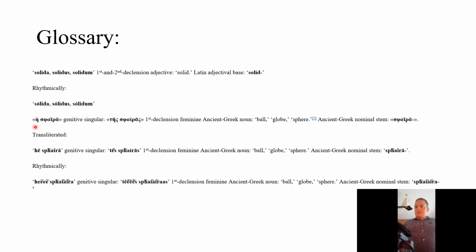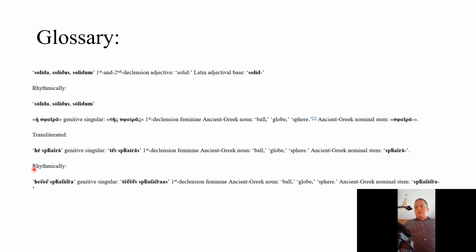Here we have the Greek word hē sphaira, and its genitive singular is tēs sphairas, and this is a first declension feminine ancient Greek noun, and it means ball, globe, sphere, and the ancient Greek nominal stem is sphaira. Transliterated, hē sphaira, genitive singular, tēs sphairas, first declension feminine ancient Greek noun, and it means ball, globe, sphere. Ancient Greek nominal stem, sphaira.